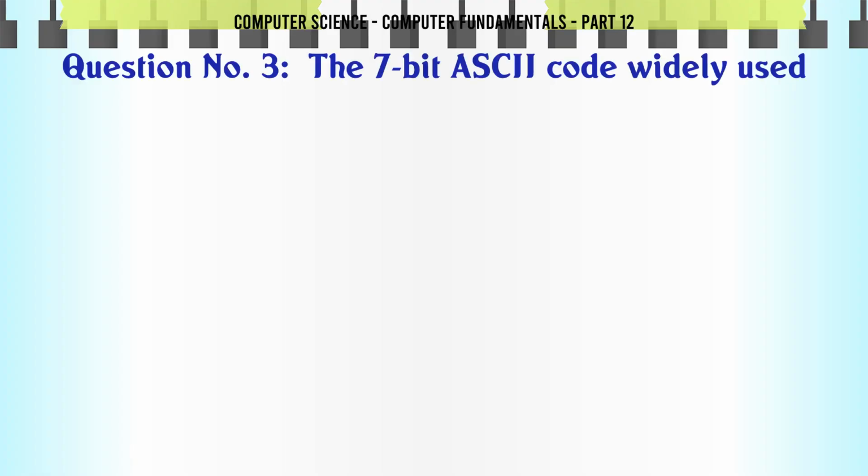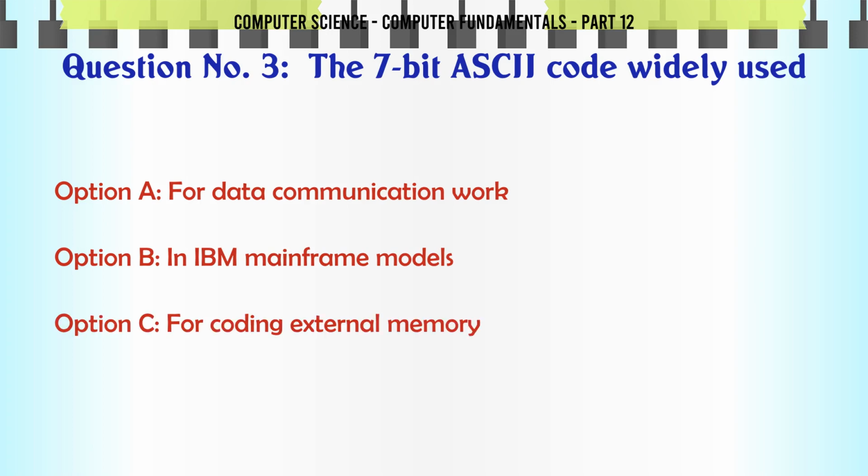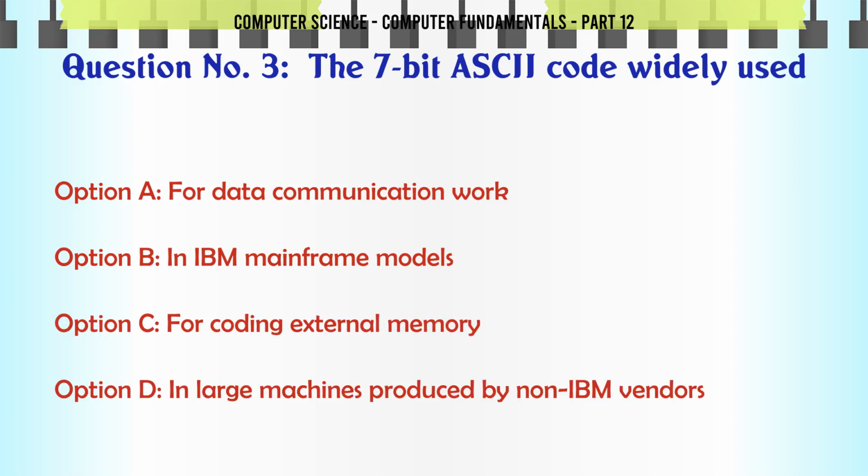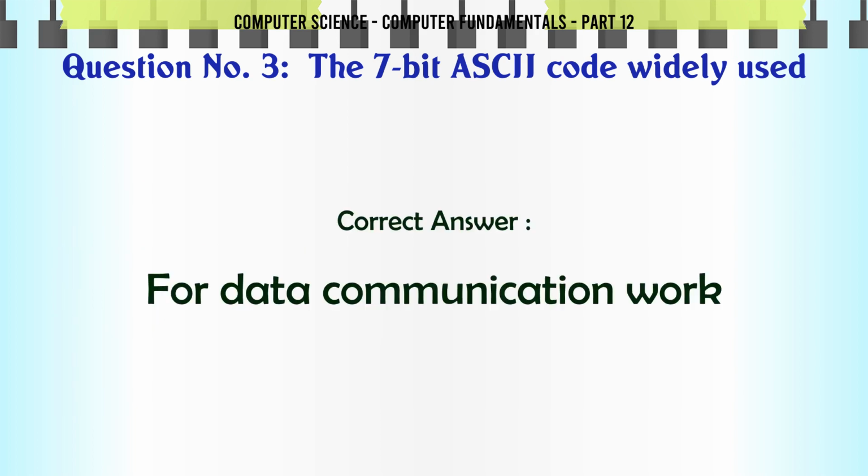The 7-bit ASCII code widely used. A. For data communication work. B. In IBM mainframe models. C. For coding external memory. D. In large machines produced by non-IBM vendors. The correct answer is for data communication work.